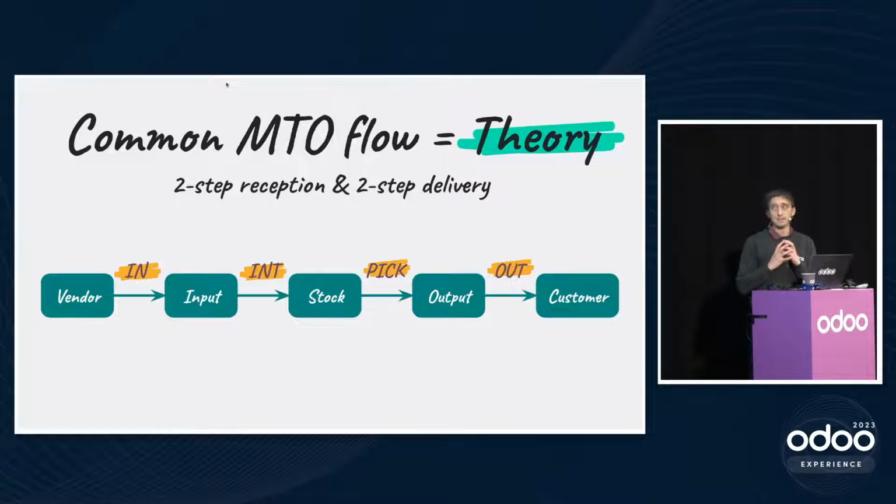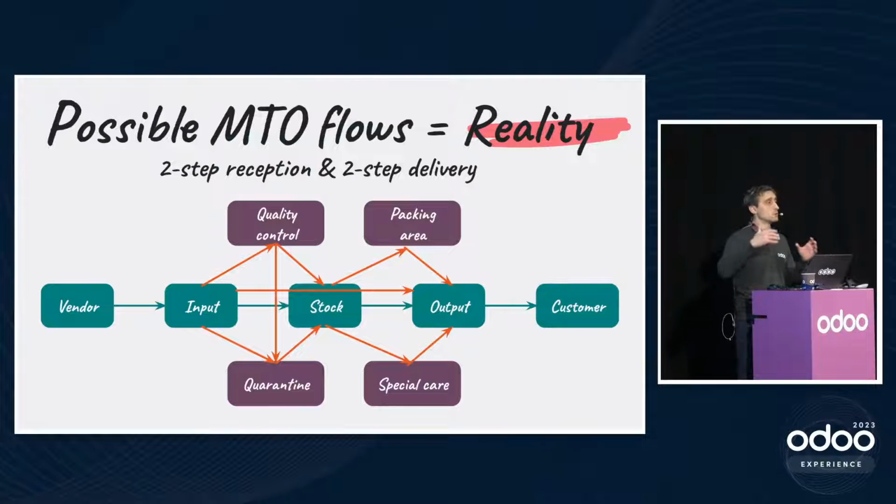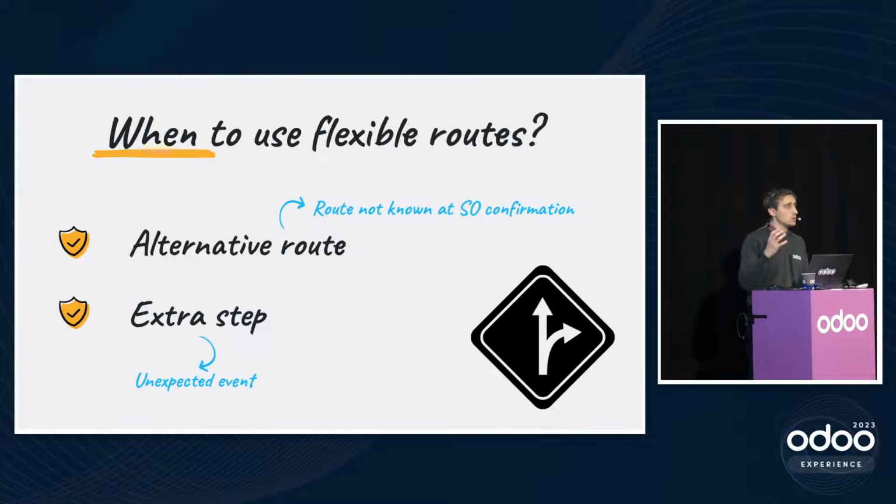Okay? So this is actually a common MTO flow. This is the theory. If everything goes well, you go from the vendor, then to your input location, to your stock, to your output, and then finally to the customer. But from time to time, it looks more like this, reality. You have problems, unexpected events. You have a quarantine zone to be used. You need to make a quality control. And you need to be able to react, to adapt the current way of working. You will be able to lean on flexible routes for that.